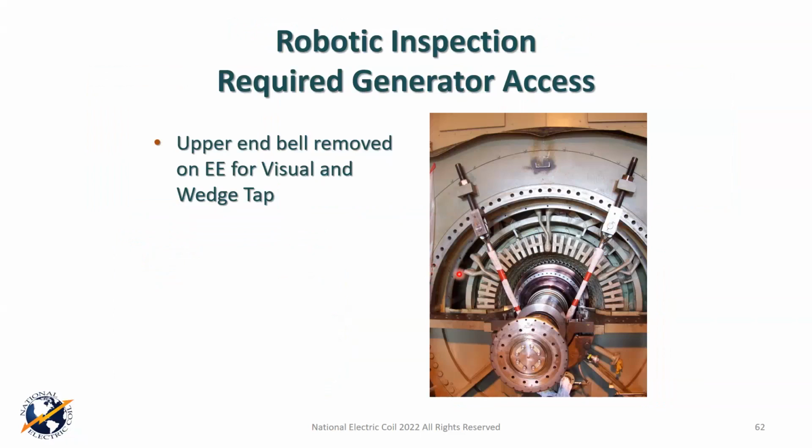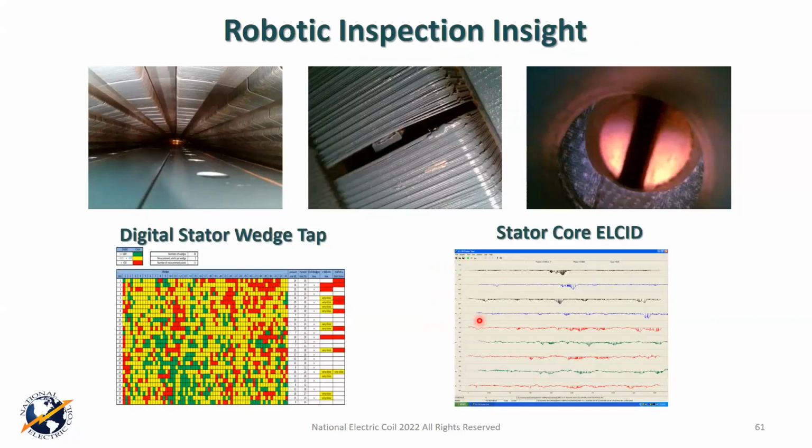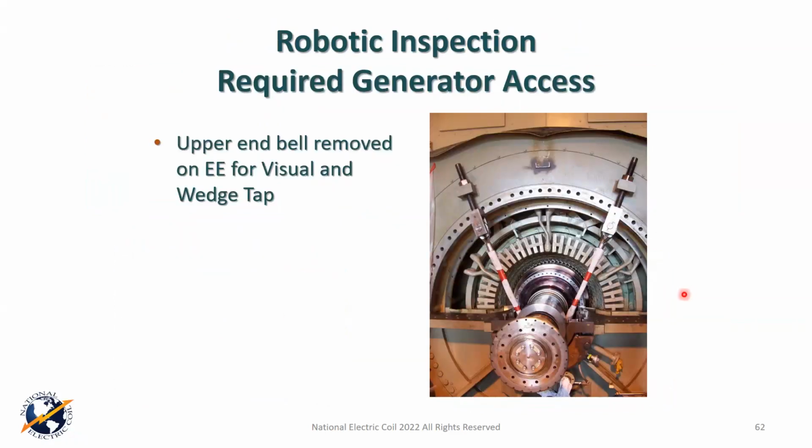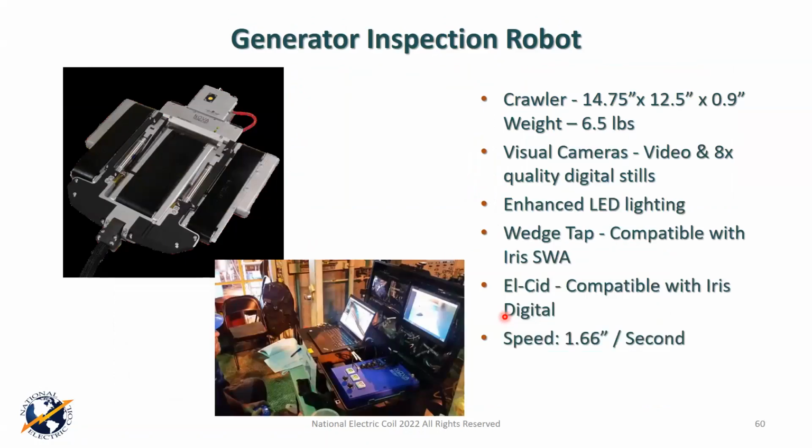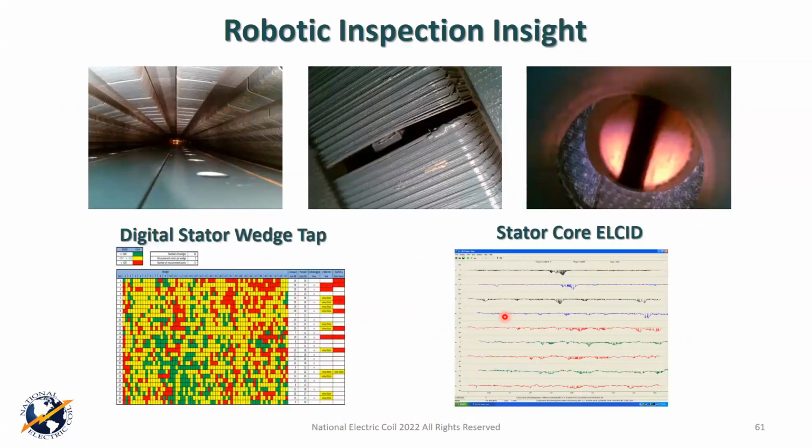All right, access that you need. To get the robot in, you need, as a minimum, just to do all the visuals, okay, and to do the digital wedge tap, okay, you need to have at least one end, the upper end bell, off, so you can get the trolley or the robot in between the retaining ring and into the air gap, okay? Now, if you want to do an LCID, you have to take off, oh, sorry, going the wrong direction here.